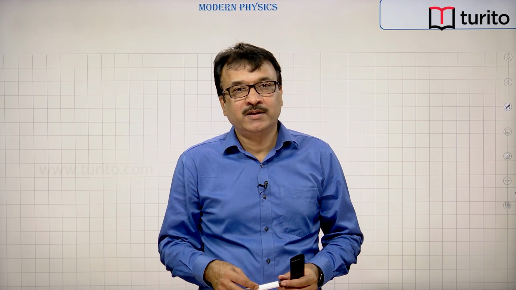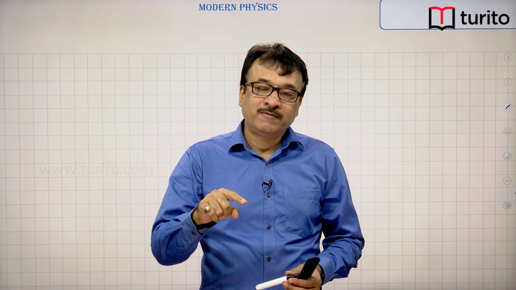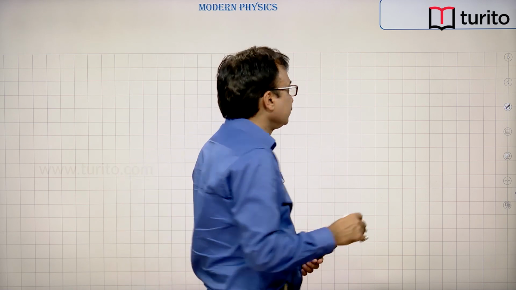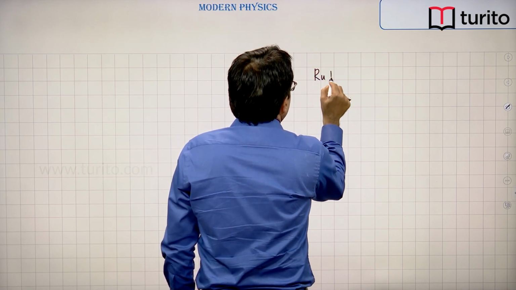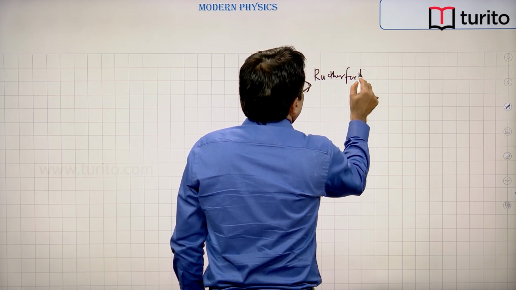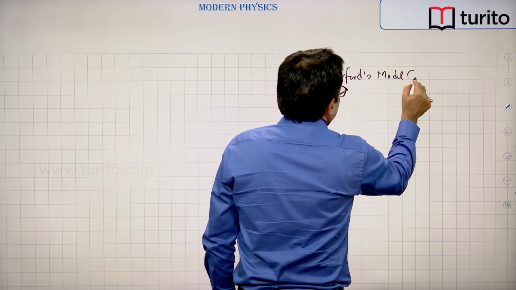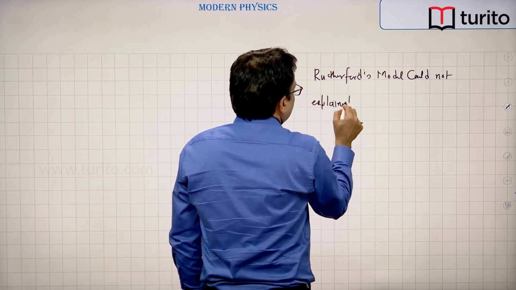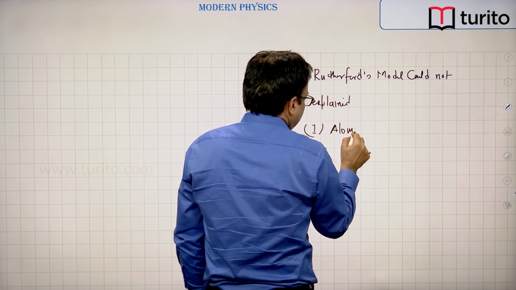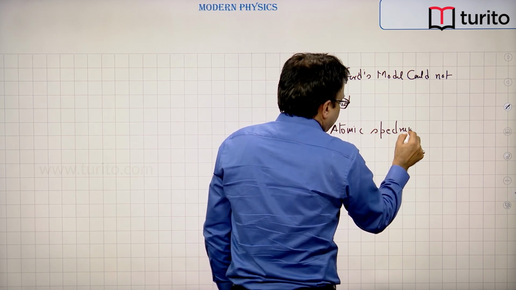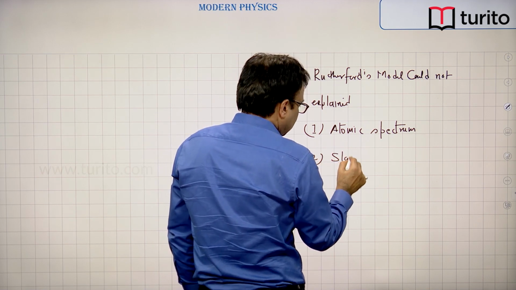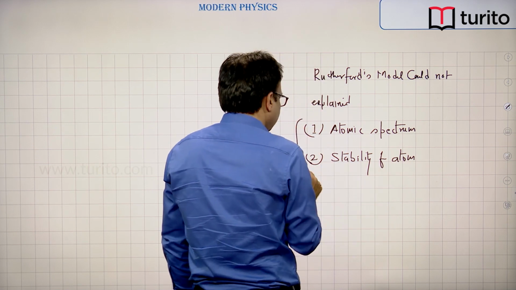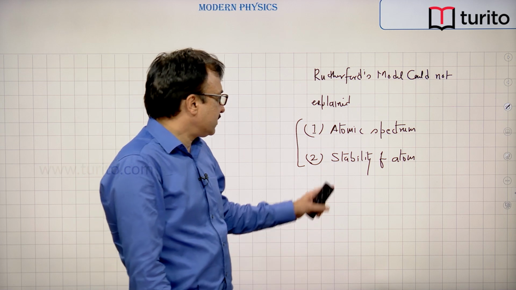Actually, there was a problem with the explanation of the stability of the atom, number one, and the second problem was that Rutherford's model could not explain the atomic spectrum. Rutherford's model could not explain, number one, atomic spectrum, and number two, stability of atom. So, let me first talk about the stability of the atom.